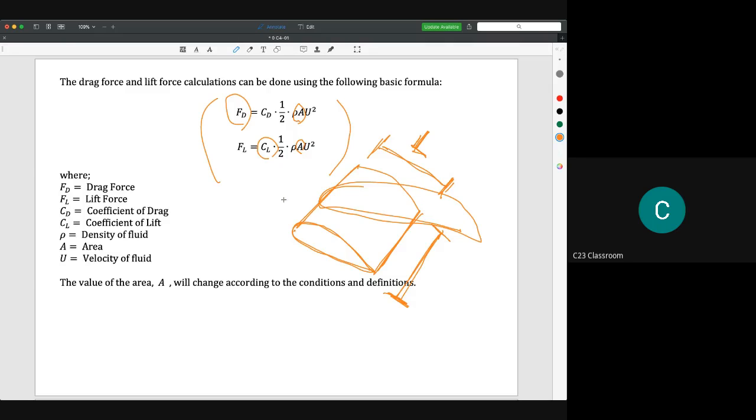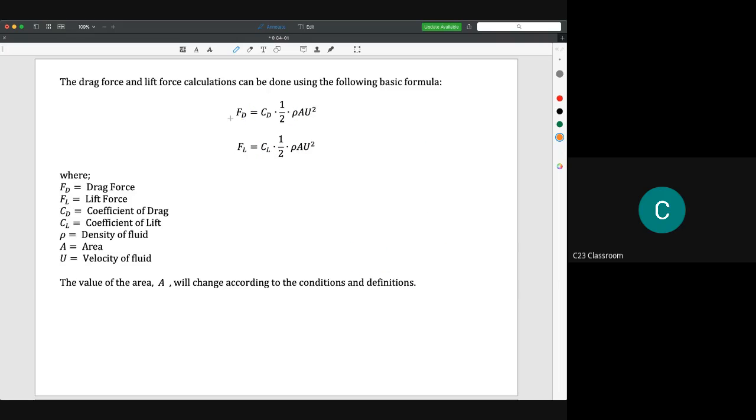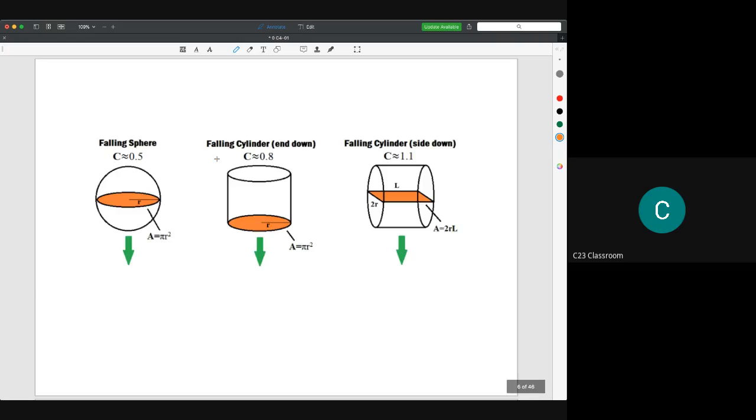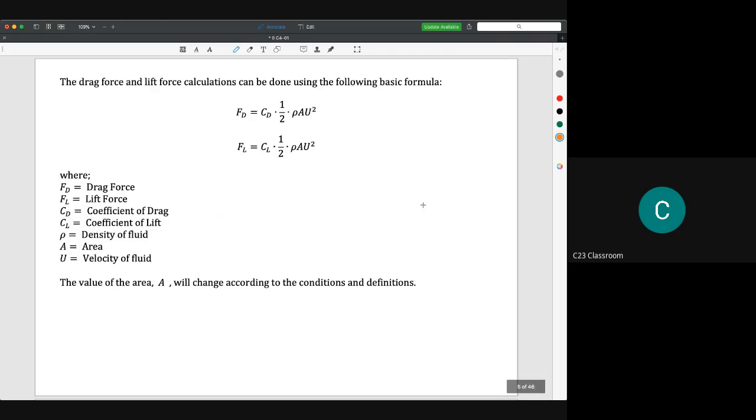But please remember this equation, because it is the basic equation to calculate the drag force and the lift force. Please be careful about the area there because, for example, for the falling sphere we take this as the area, for the falling cylinder we take this as the area, and if we have a cylinder like this one, we take the area of this one as the area to be used in the equation that we mentioned in this slide.